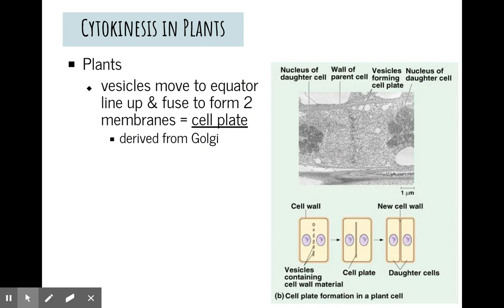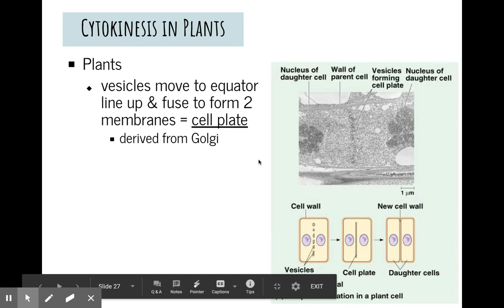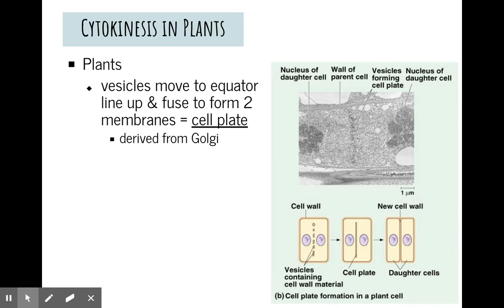All right, cytokinesis in plants, how is that different? The vesicles move to the equator, they line up and they fuse to form two membranes, which is known as the cell plate. That is then derived from the Golgi. The cell plate will eventually form what is known as the cell wall in the plant.